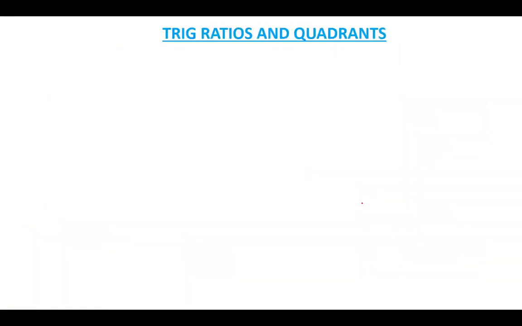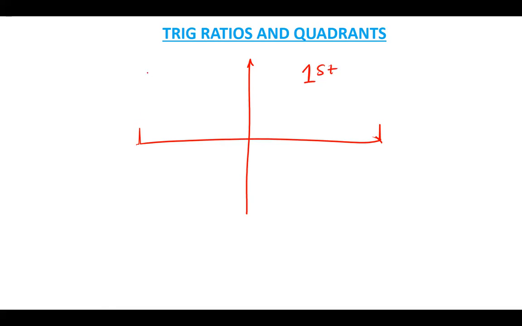Let's quickly move on to trig ratios. We talk about the quadrants. So when we talk about the quadrants, we are going to draw the XY plane. I'm going to draw the XY plane. This one is called the first quadrant. This one is called the second quadrant. This one is called the third quadrant. This one is called the fourth quadrant.